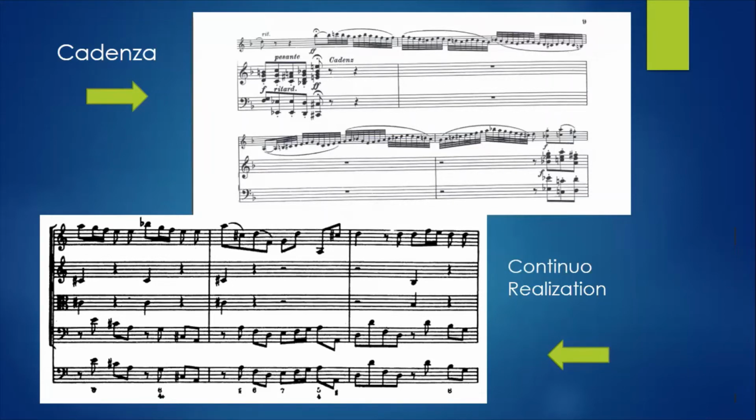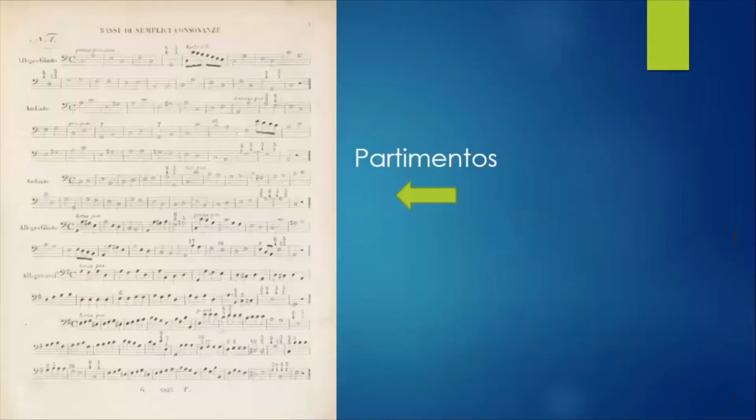Other than cadenzas, improvisation was used in continuo realization. Johann David Heinichen wanted to take it a step further with continuo realization. He promoted using chords in both hands and improvised ornamentation. The last type of improvisation in the Baroque era was complete pieces. Improvising on a complete piece was something common during this time period, in which performers took virtuosity to a higher level.